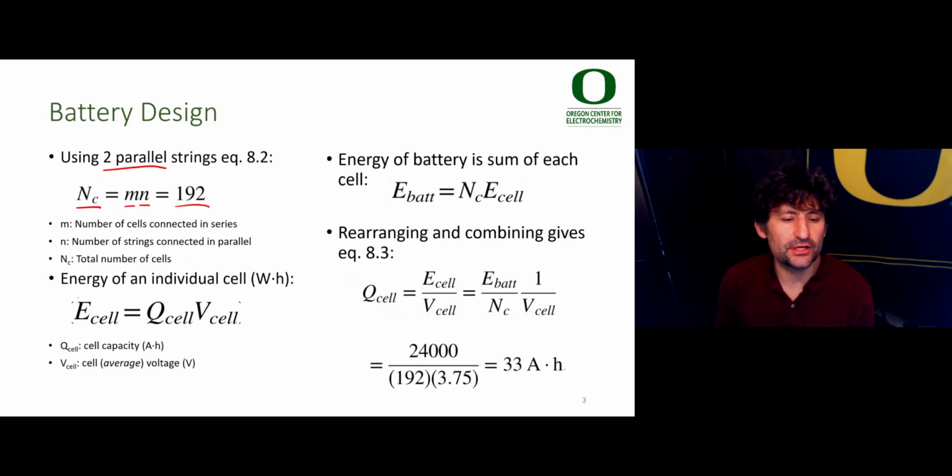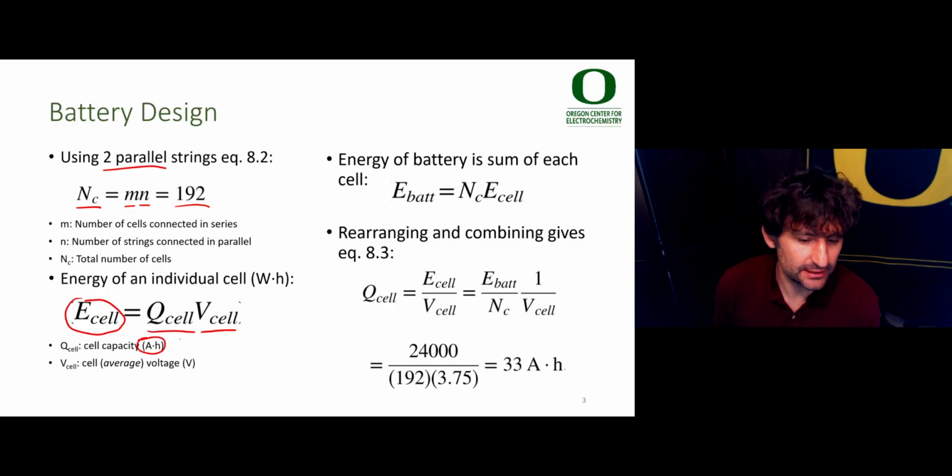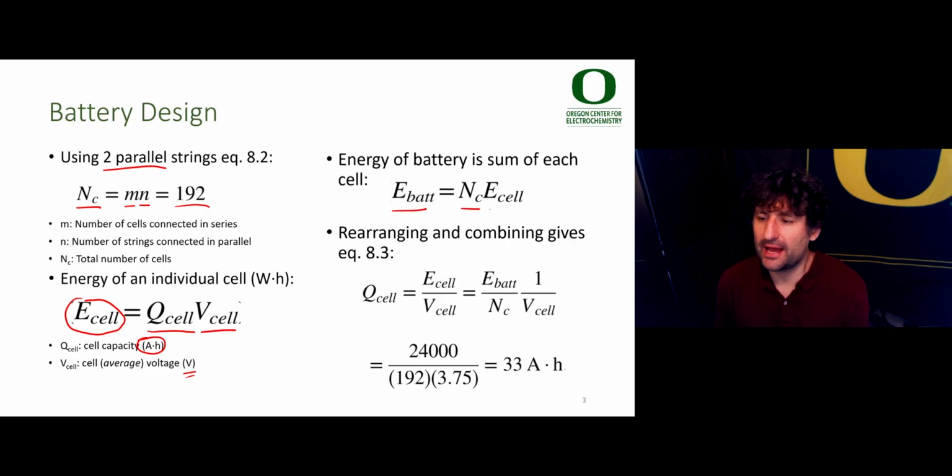Now, we could use this information to calculate the needed energy in each cell. The energy of a cell is going to be the capacity of the cell times the average voltage of the cell. Cell capacity, of course, is in amp hours. It's a different unit for capacity. Coulombs would be the SI unit. And the average cell voltage during the discharge. The energy of the battery is just the total number of batteries times the energy in each individual cell.